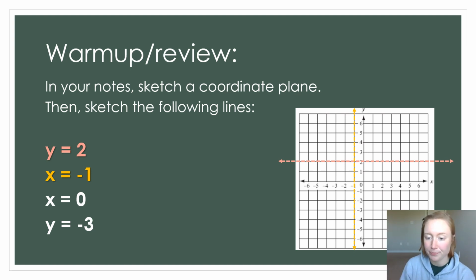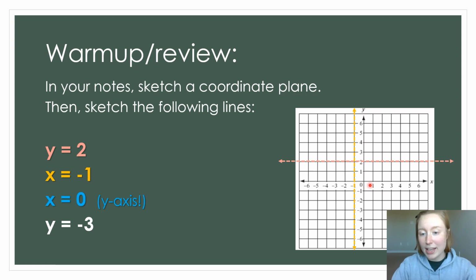For x equals 0, if x is equal to 0 and we want x to always stay 0, I can't go over to -1, I can't go over to +1. I have to stay vertically through x equals 0, which means that x equals 0 is actually just the y-axis. And similarly, if I said y equals 0, that would actually be the x-axis. Fun fact.